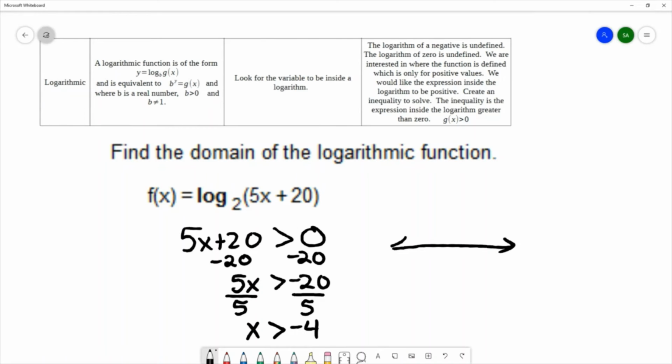So we can mark out on our number line where negative 4 is. We'll mark it with an open circle as to not include it. And numbers that are greater than negative 4 are the numbers to the right of negative 4 on the number line. So we found that the domain of this logarithmic function is from negative 4 to infinity, and that does not include negative 4, and that's why I've used a parenthesis in the notation to indicate that negative 4 is not included in the domain.